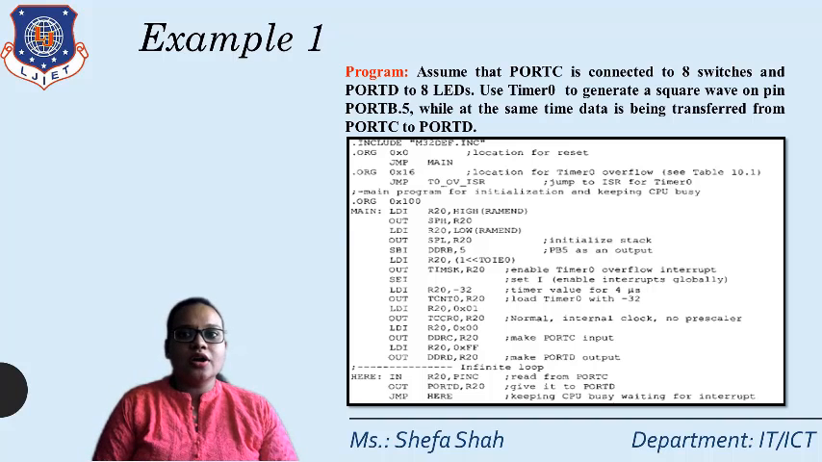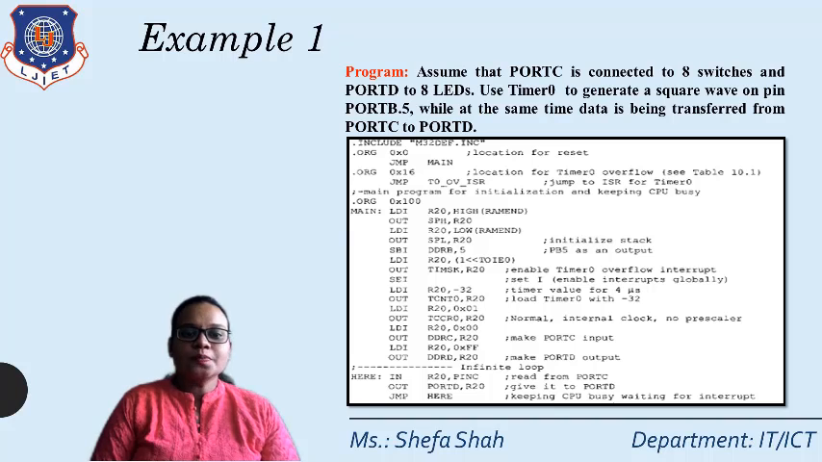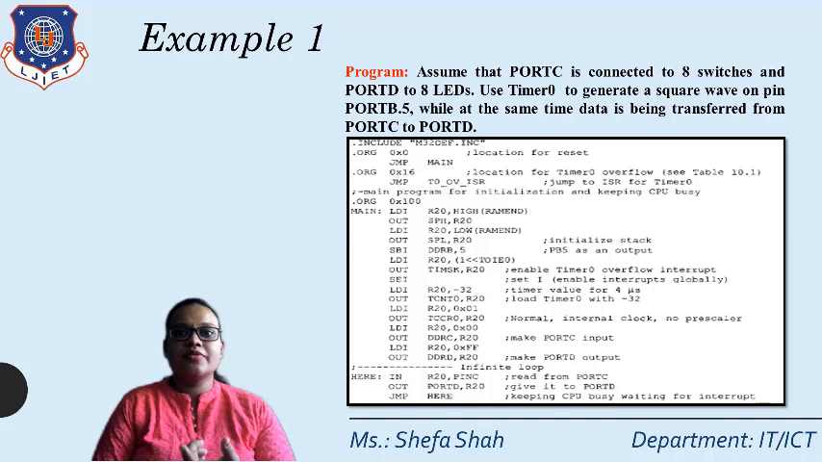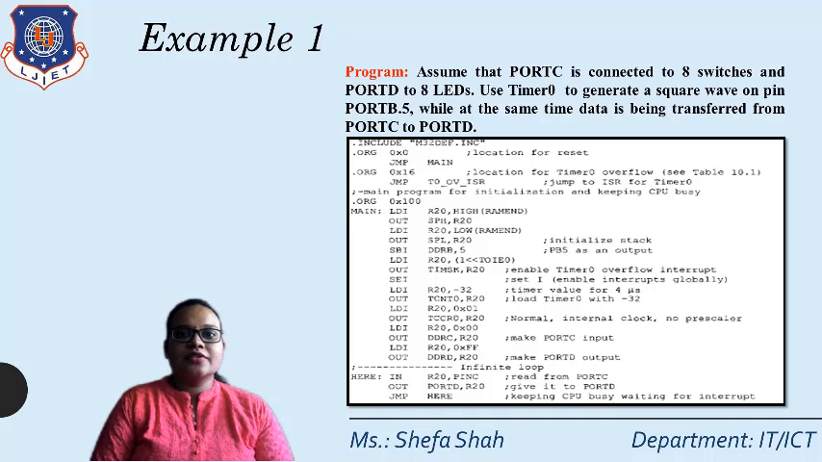So in the third line, you can see .org 0x16, where 0x16 is the address for the timer 0 overflow flag, and there we need to jump to the label for the ISR: JMP T0_OV_ISR. This is the label we have given for the interrupt service routine. Now we will write the main program, and in the main program we will do all the initialization.